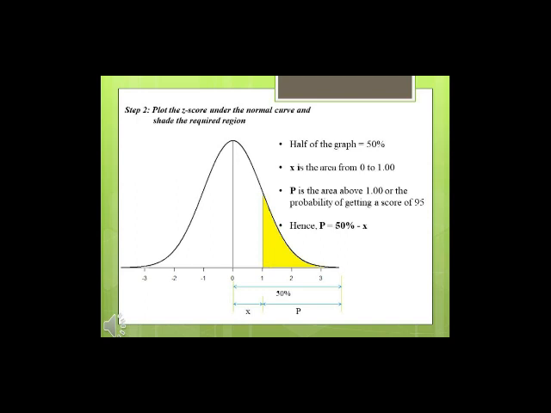Meanwhile, x represents the area from 0 to 1.00, and p represents the shaded area. Since capital P is the required proportion, we have the equation P equals 50% minus x. The value of x can be found in the normal distribution table.